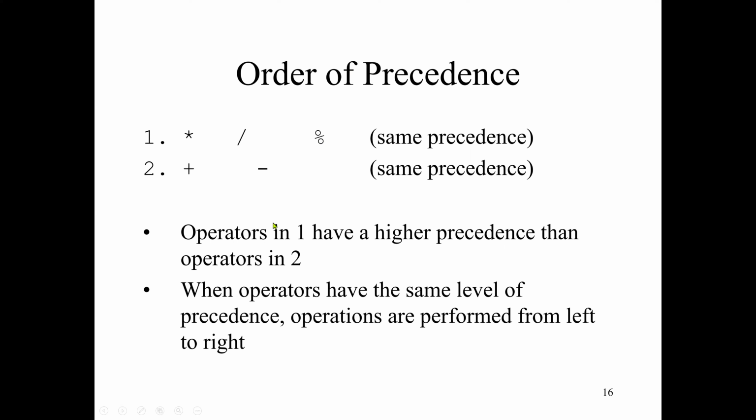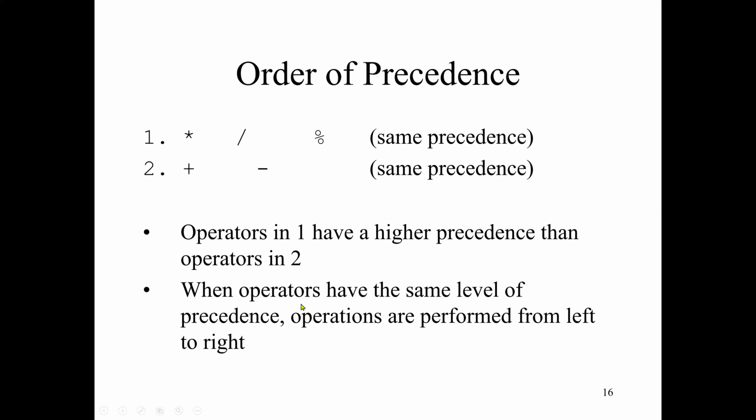And normally we always start with parentheses, then the exponent, then with the arithmetic operations, multiplication, division, and modulus will be in the same precedence from left to right. Then addition and subtraction will be next. So here we see operators in 1, the first have the higher precedence than the operators in the second. So multiplication, division, and modulus have higher precedence than addition and subtraction.